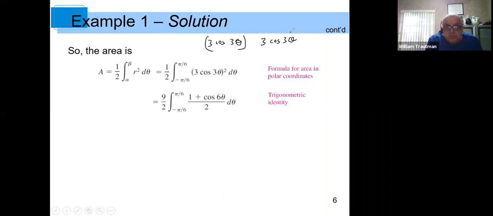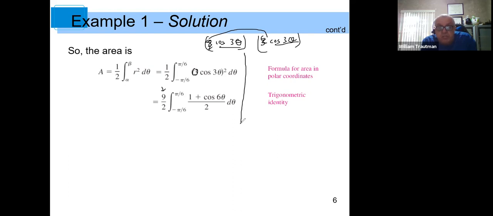If you multiply these two together, you can actually go to your trig formula sheet, product of sums identities, cosine of 3 theta times the cosine of 3 theta. By the way, 3 times 3 is 9. So 3 squared is 9. We're bringing the 9 to the outside, and we're not going to worry about this 3. We're just dealing with the cosine 3 theta, cosine 3 theta.